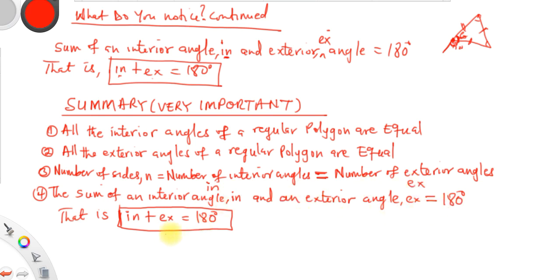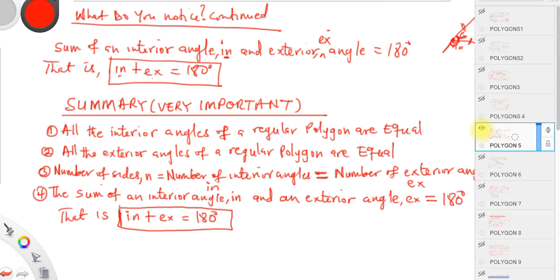So what we are saying is, if you add an exterior angle to an interior angle in a regular polygon, you get what? 180 degrees. Yes, guys, I hope this is very, very important. These are the key things we are going to use to solve questions. So it's very important for you to understand these things very well, guys. So make sure you understand.